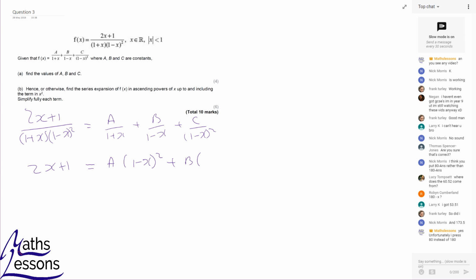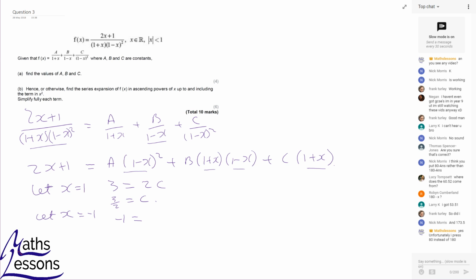And if I let x equal minus 1, then I'm going to get minus 1 on the left equals 2. That's going to be 0, and that's going to be 0. So it's minus 1. So I get 1 minus minus 1, which is 2, which is squared is 4a. So therefore a equals minus a quarter.